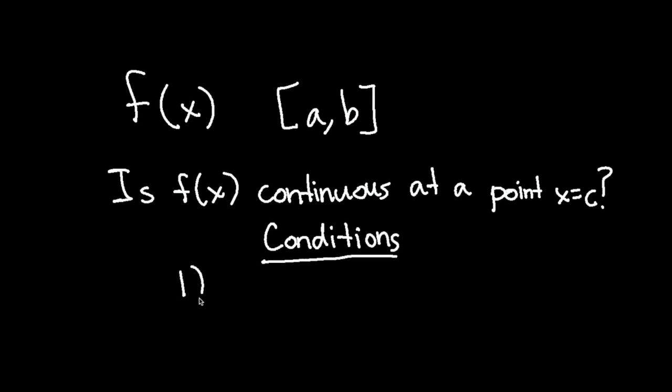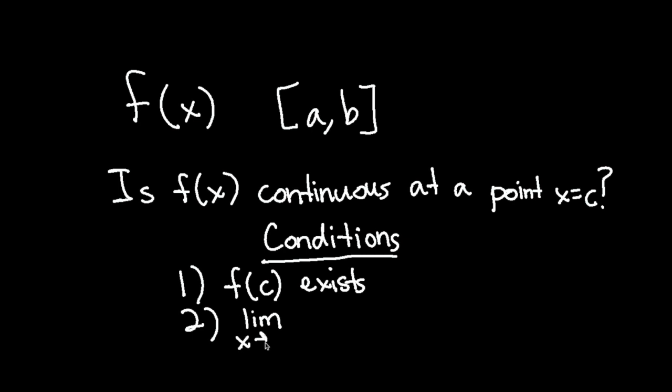So the first one is rather straightforward, and it says that f of c exists. So there just must be a y value that corresponds to c. And the second condition is that the limit as x approaches c of f of x exists. And remember that in order for this limit to exist, the left and right side limits have to be equal to each other.